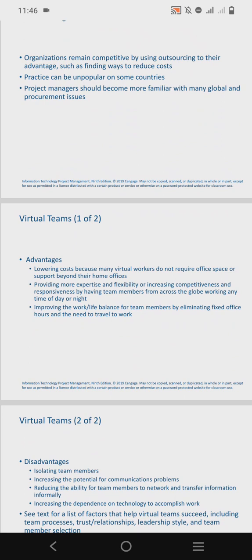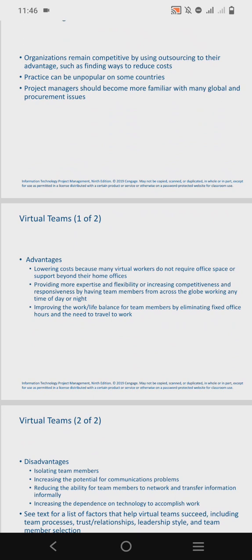Okay, so more expertise is provided, more flexibility is provided, competitiveness is increased, and then you have increased responsiveness because you can work at any time of the day. You can work at night, you can work at any time that is convenient for you. So this is one advantage of having a virtual team.